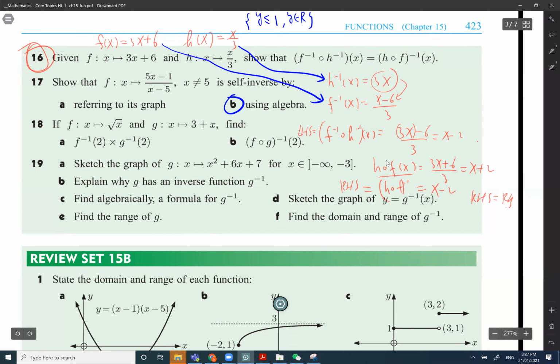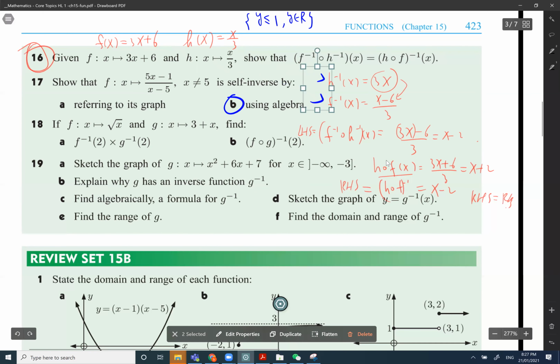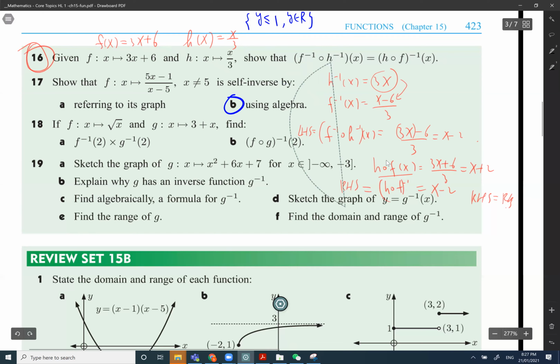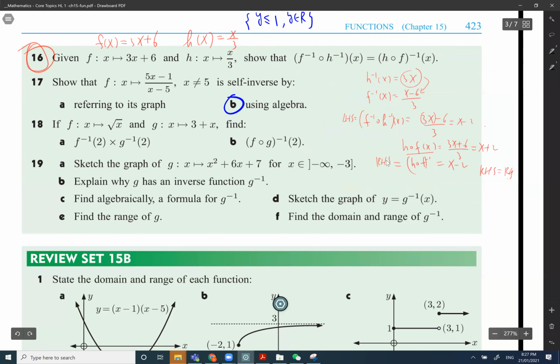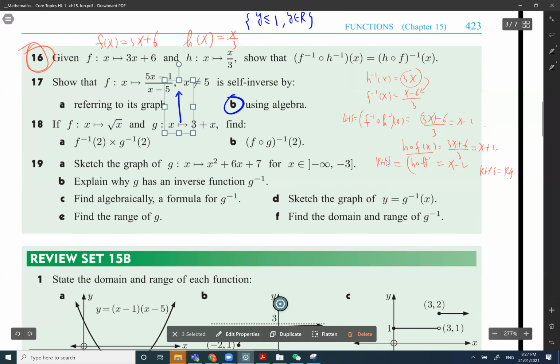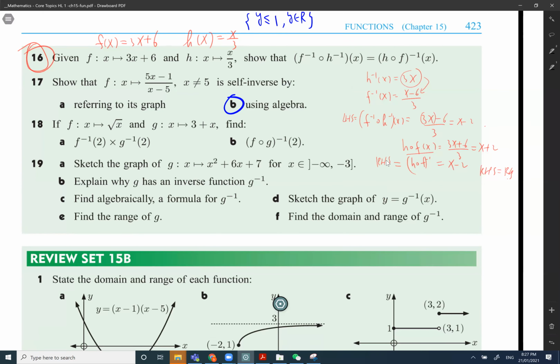Part B. Self-inverse, which means after you find the inverse, you get the same thing. This is again higher level only. If you sketch a graph, later we use algebra first. Use algebra to find the inverse function.